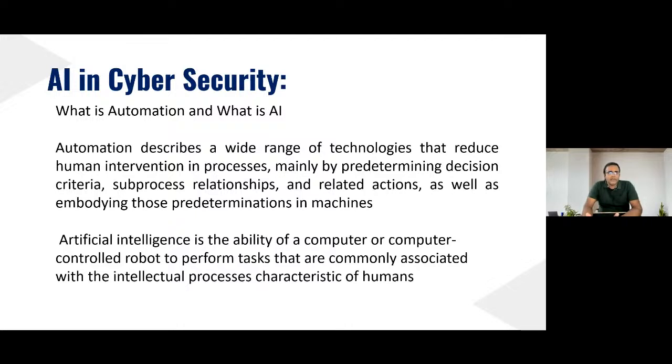DevOps is predominantly an automated process, right? Artificial intelligence is the ability of a computer or computer-controlled robot to perform tasks that are commonly associated with intellectual processes and characteristics of a human, right? So here it is talking about some kind of decision making. That is what makes a human, right? How is it that we make better decisions because of our intelligence, while considering a lot of parameters?